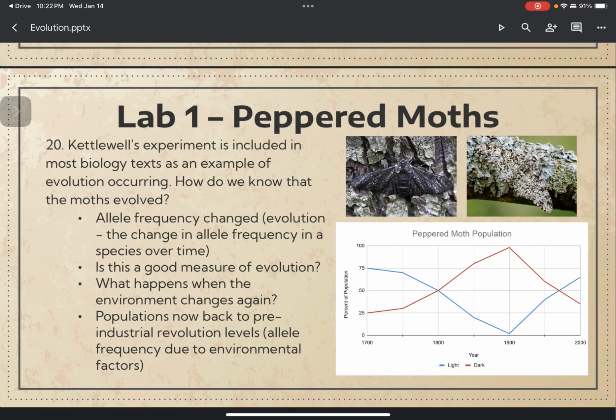Three, what happens when the environment changes again? Well, what do we see when the environment changes again? So do the environmental pressures, and therefore natural selection and the fitness of the species. Whatever the natural pressure is, that's going to dictate which color of the moth is going to have a higher fitness and therefore reproduce quicker. And now that the populations are back to pre-industrial times, our allele frequencies have shifted again. And again, this is due to those environmental factors.